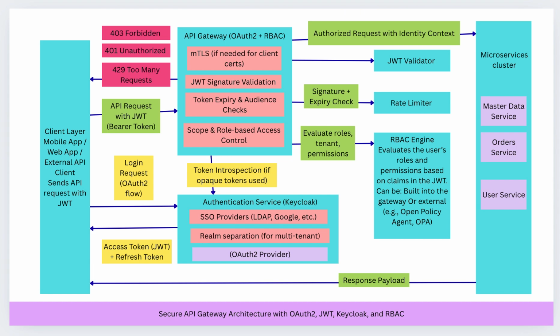So the impact here is that the API gateway becomes the central point for policy enforcement. Microservices don't need to worry about decoding or validating tokens.